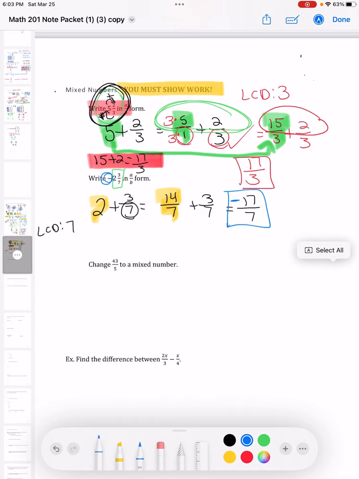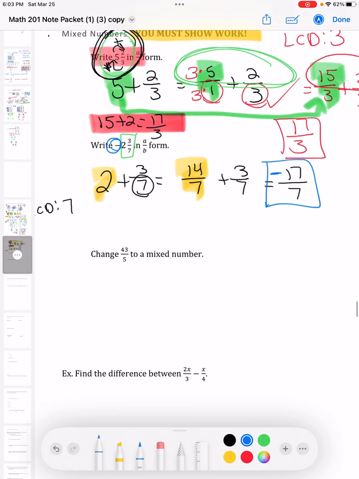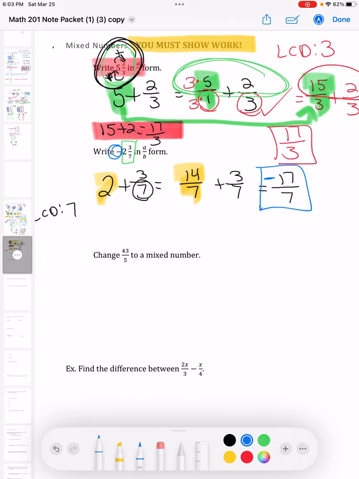Now, going from an improper fraction to a mixed number is honestly, I think, a little bit more challenging than what we were just doing. So here I've got an improper fraction, and my answer needs to be a mixed number. So it needs to look like that whole number or that integer, and then a fraction. So I need to do the opposite of this. I need to split this 43/5 into a step that looks like the 14/7 and 3/7.